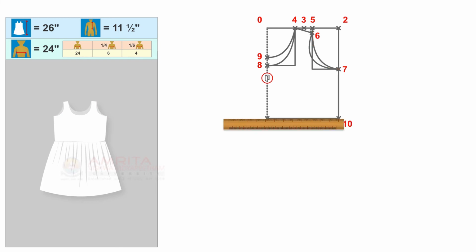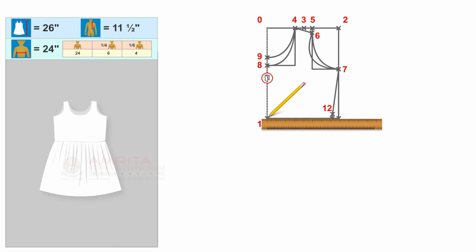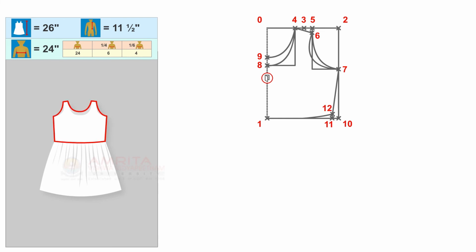From point 10, measure ½ inch to the left and make a mark. This is point 11. Connect point 7 and 11 in a straight line. Then from point 11, measure ½ inch upward and make a mark. This is point 12. Starting with a straight line from point 1 and about midway, shape in a soft curve to point 12. Thus we have constructed the pattern of the bodice for an ordinary petticoat.